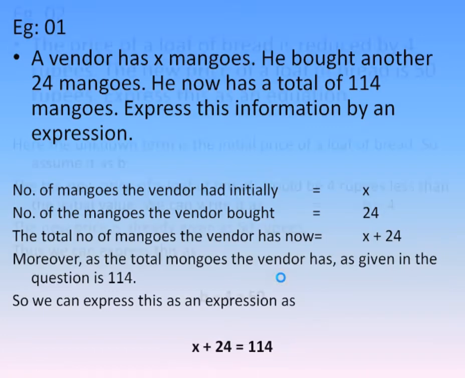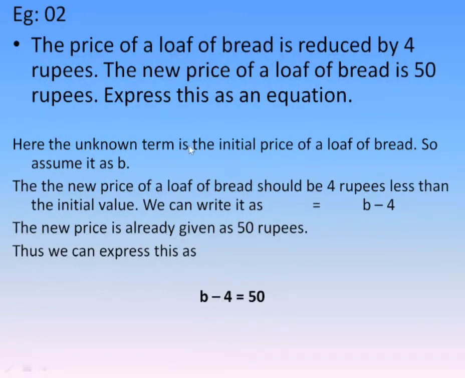Let's look at another example. The price of a loaf of bread is reduced by 4 rupees. The new price of a loaf of bread is 50 rupees. Now how are we going to express this? The price of a loaf of bread is reduced by 4 rupees. The initial price is not given, so we have to make an assumption.